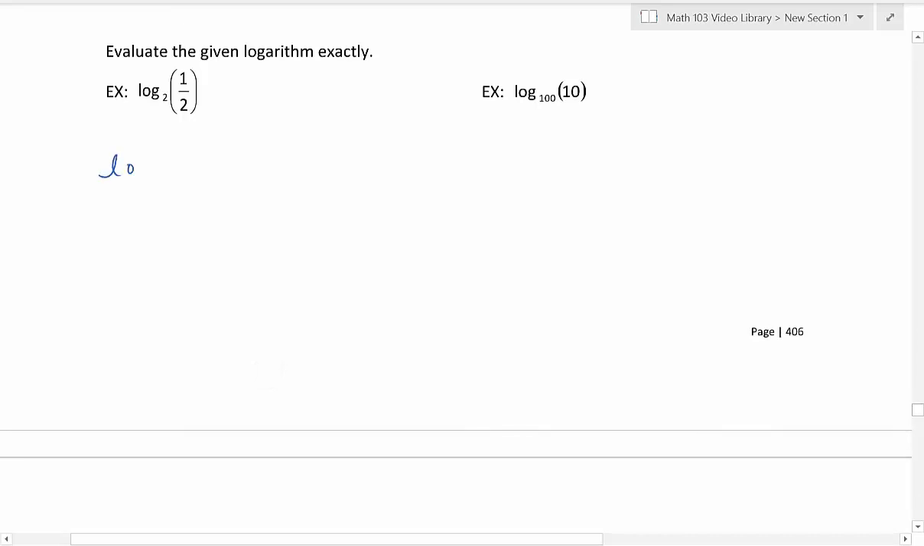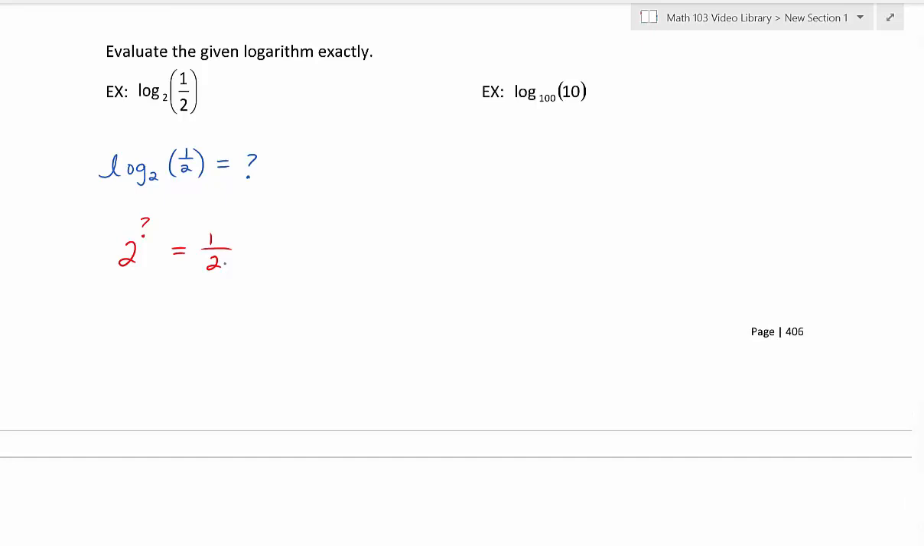So we have that log base 2 of 1/2 is equal to something. And we're trying to figure out what that something is. So we'll rewrite this in exponential form. We start with the base. We'll have 2 raised to the question mark is equal to 1/2. If you're more comfortable with an x than a question mark, please feel free to use an x.